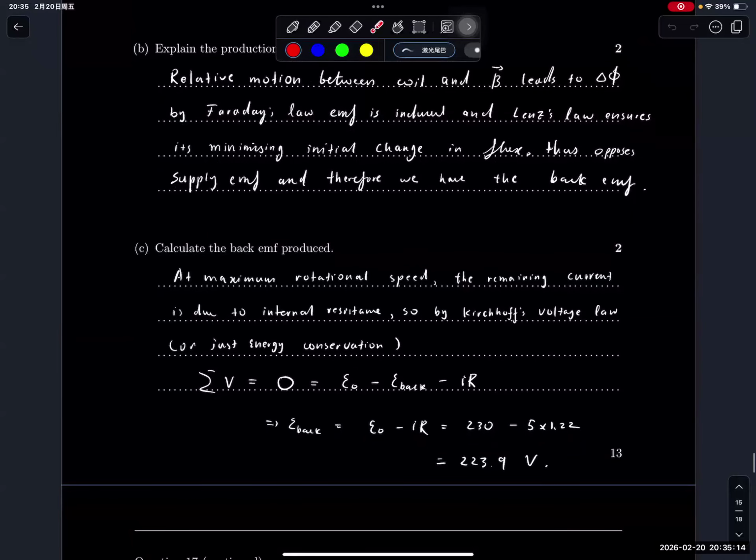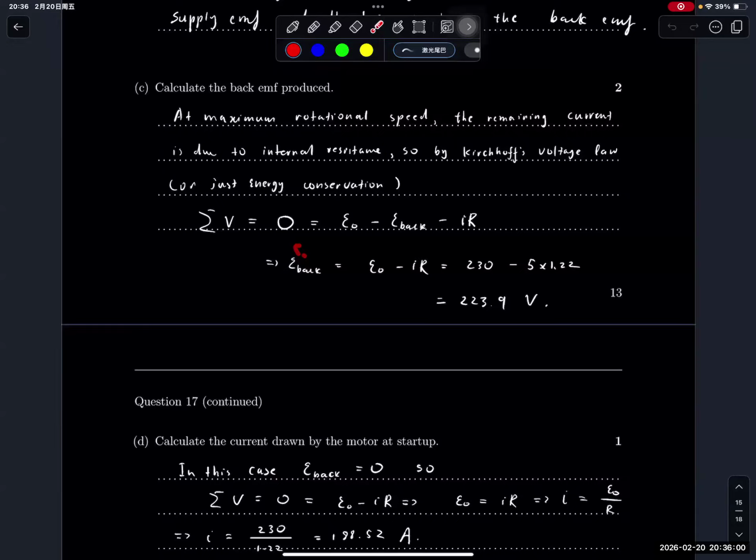Question C is to calculate the back EMF that's produced. We can use the fact that when it's at operational speed, the total voltage is equal to 0: the supply EMF takes out a little bit of back EMF, and then some internal resistance term, is equal to 0. Realistically speaking, a coil has resistance, but ideally the coil does not have resistance. So if you reach terminal speed, then the back EMF is equal to the supply EMF. However, in the real case, the coil has resistance, so we need a little bit of current left to overcome the resistance. So we have an extra term here to make everything 0, and then you can rearrange to evaluate your back EMF this way.